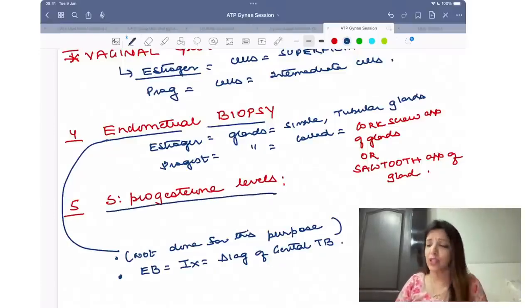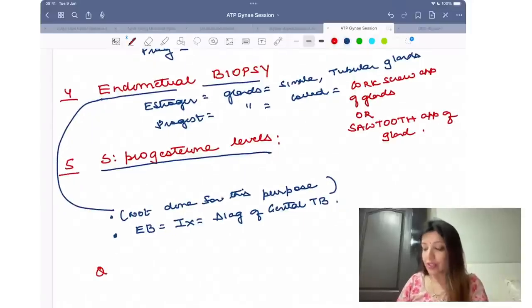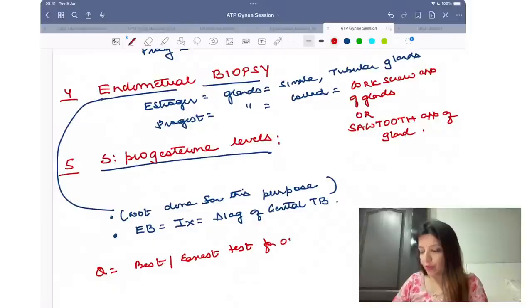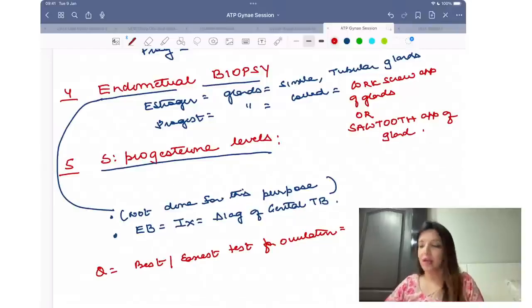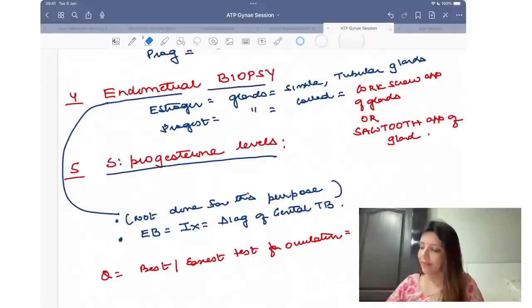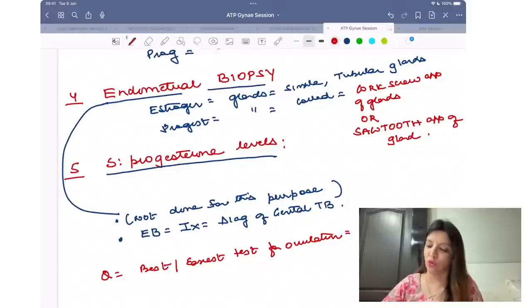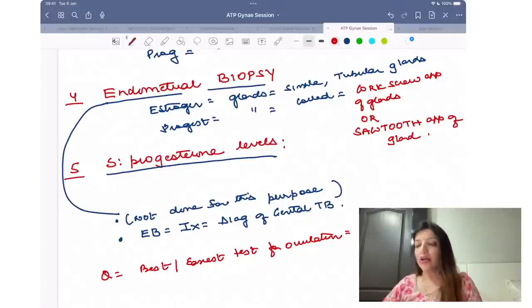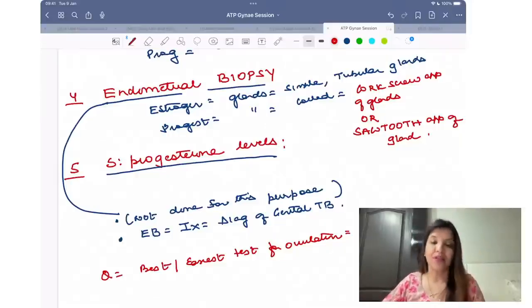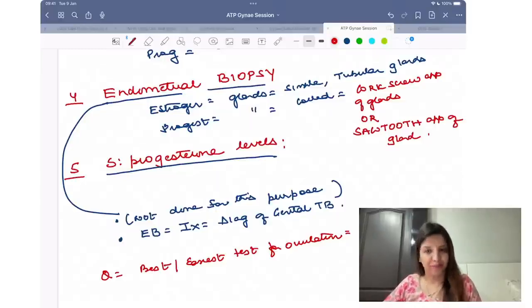Then you can check serum progesterone levels. This is the best test for ovulation. If a question comes, what is the best or the easiest test to know whether a female is ovulating or not? It is serum progesterone levels. Easy है ना? Blood को निकाला and progesterone के levels check कर लिए. कब check करोगे? Day 22 of the cycle. अगर progesterone levels high हैं, that means she has ovulated. अगर progesterone levels low हैं, that means she has not ovulated. Very very simple test, right?